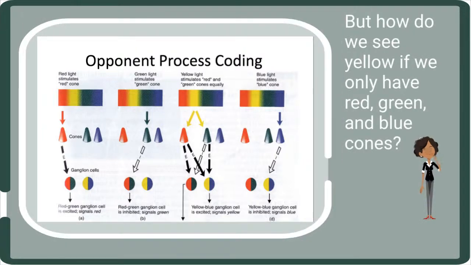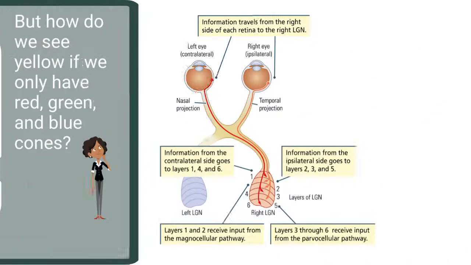Now, if you look over to the blue cone, blue is inhibitory on yellow-blue ganglion cells. So that's easy. If a yellow-blue ganglion cell is inhibited, you perceive having seen blue. Because yellow light excites both red and green cones, the net result of excitatory and inhibitory inputs leads to excitation of the yellow-blue ganglion cell, which you perceive as seeing yellow.